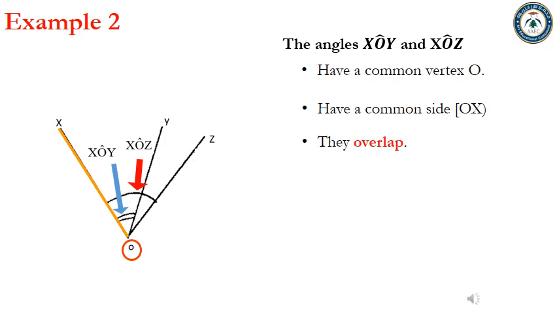But they overlap. You see how one arc is part of the other? How the two angles are on the same side of the common side? Both are to the right of the common side. So we say they overlap. Therefore, you see, the angles are not adjacent because they overlap.